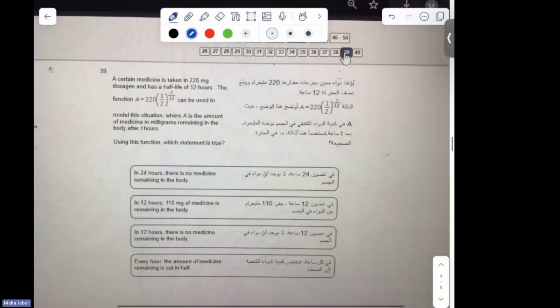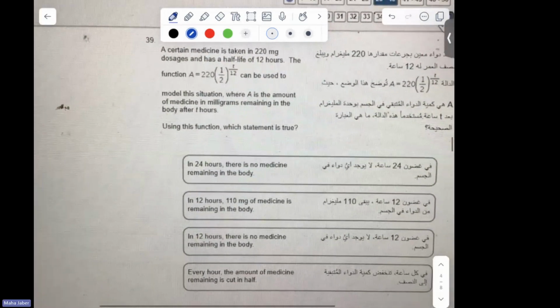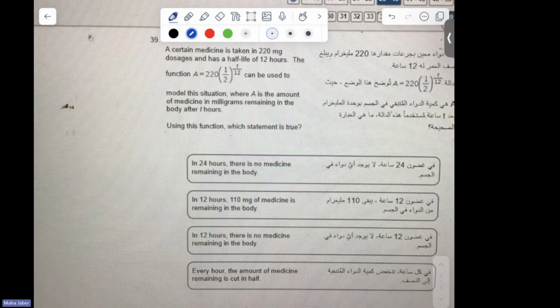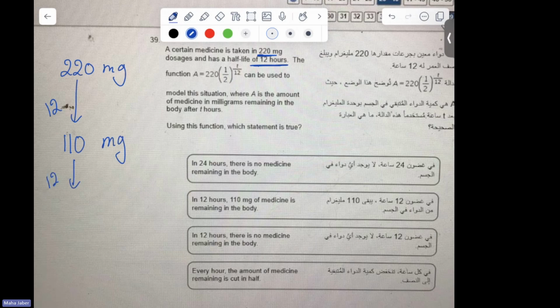Okay, let's come to this equation. In this equation, he's talking about a certain medicine. He is telling you that we start with 220 milligram. Now when he says to you half life of 12 hours, what does it mean? It means after 12 hours you divide by 2 the medicine you have. Thus after 12 hours we will have 110 milligram. If we go further another 12 hours, meaning 24 hours from here, you will have 55 milligram.